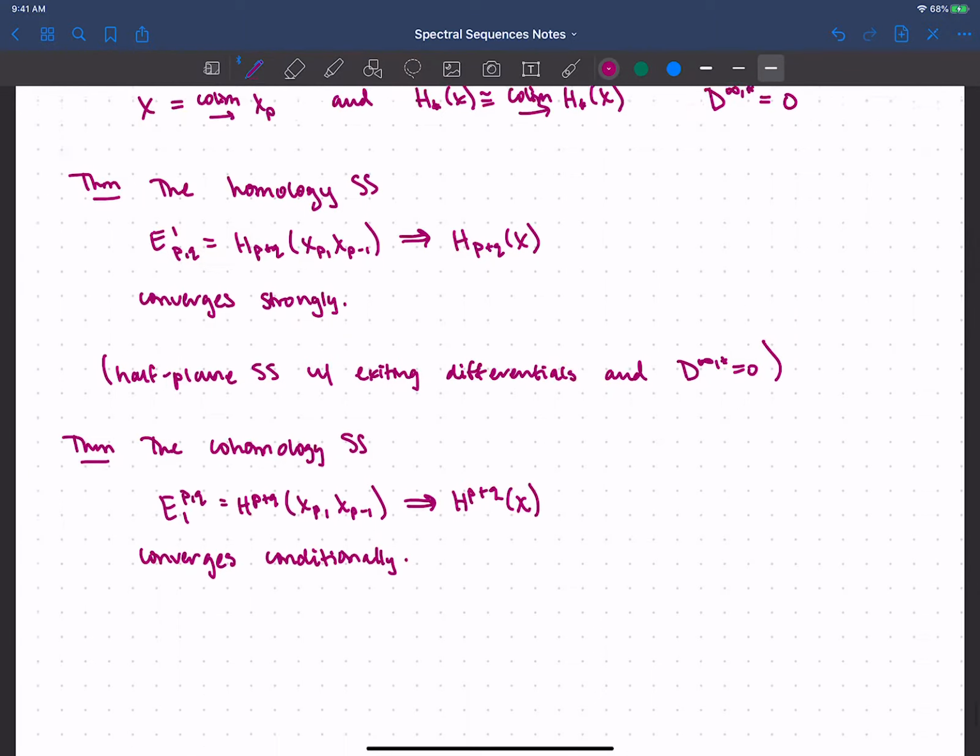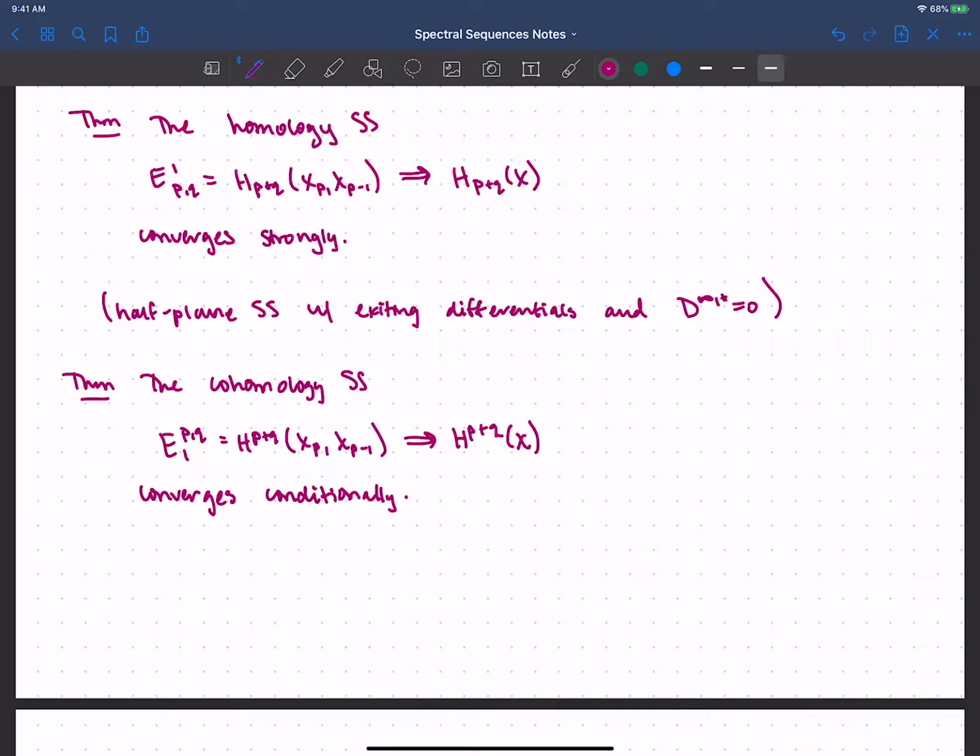Okay, well, what's going on there? This time we have a half-plane spectral sequence with entering differentials, as we saw at the end of the last video. Okay, and those don't have as good convergence. So we have to be a little bit careful. This will converge strongly.